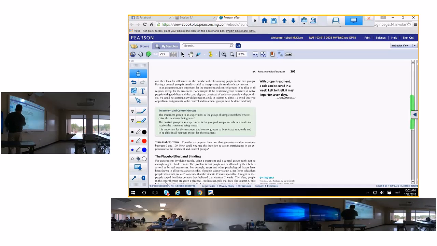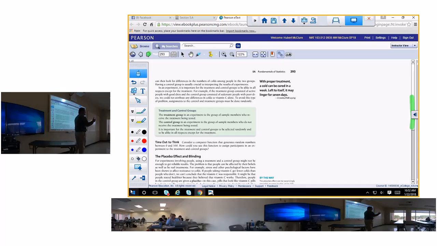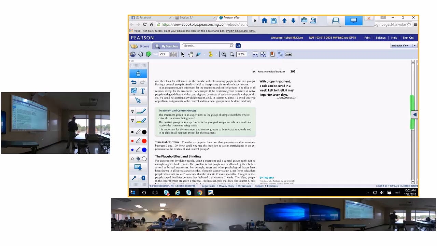Notice it says right here, to be selected randomly and treated alike. That's why I didn't give them junk food. I gave them the same food as group A, the control group.